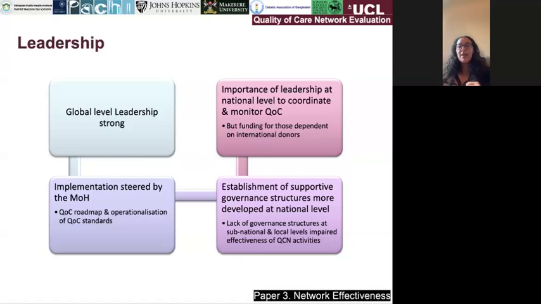Leadership at the national level has been important to coordinate and monitor quality improvement efforts in the countries, but funding for those functions has been dependent on international donors, which impacted QCN implementation in country and raised issues for the sustainability of leadership efforts. And even in countries where network emergence was stronger due to existing policies and initiatives, and where leadership and quality of care were more institutionalized, the effectiveness of the network was still dependent on financial resources that are mostly external and also dependent on the commitment of governments to dedicate resources to quality of care. Next slide, please.